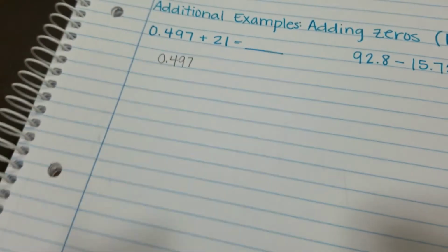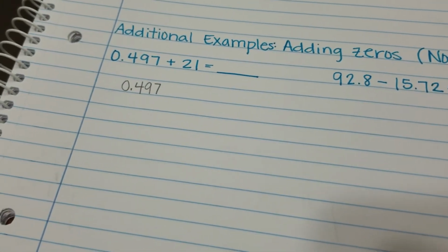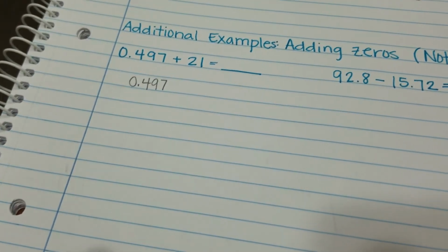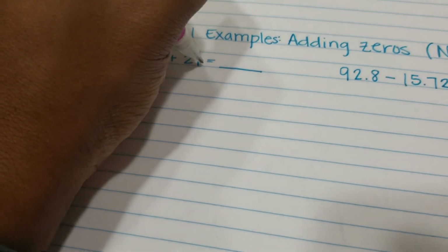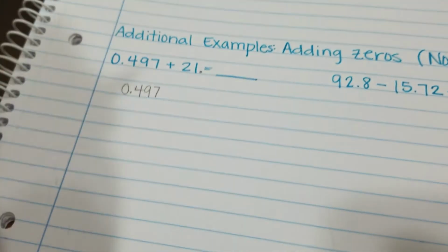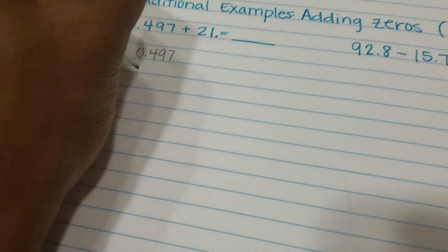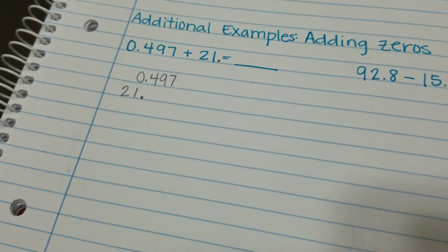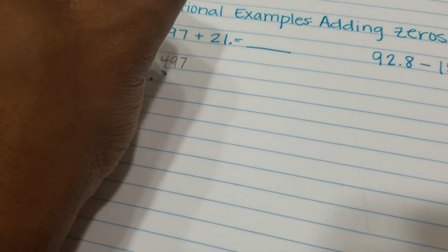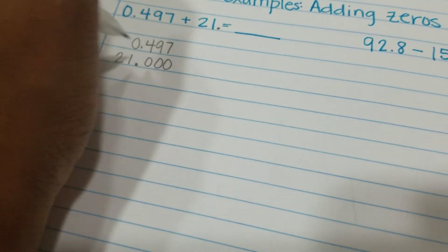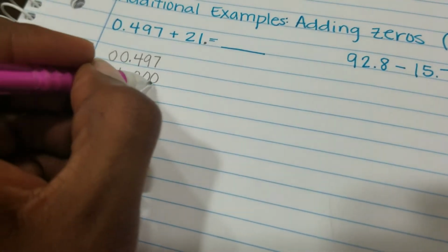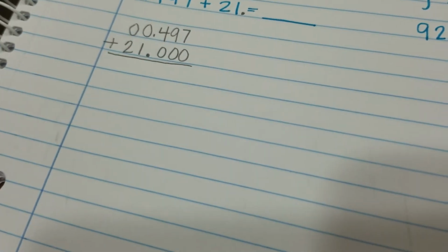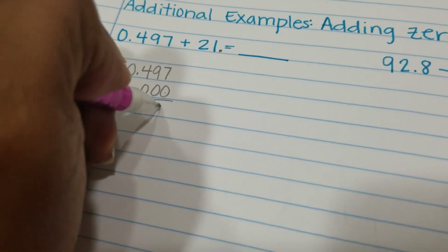So 0.497. And then we have to use our second number. But we don't see a decimal point. If there is not a decimal point written, just like we did with percentages, it's back here. So we still have to line up our decimal points and then put 21. Now we have to fill in our zeros wherever we are missing a number to make sure that everything has a matching place value. So 7 plus 0 is 7.